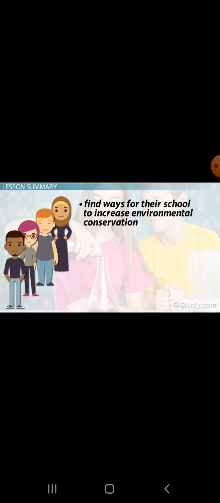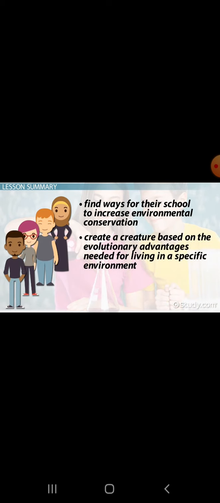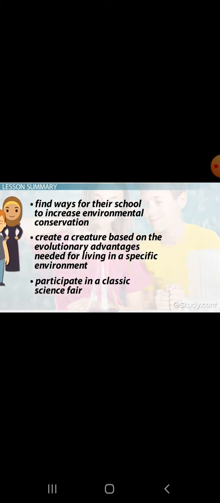Projects applicable to the science classroom include challenging students to find ways for their school to increase environmental conservation efforts, create a creature based on the evolutionary advantages needed for living in a specific environment, and individually participate in a classic science fair using the scientific method to answer a key question. The projects detailed in this lesson are not the only projects that can be done in a science class and should be modified to fit the needs of your class. However, by following the principles of the projects, you can help your students on the road to becoming scientists too.